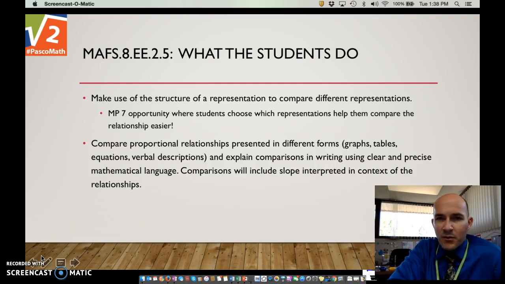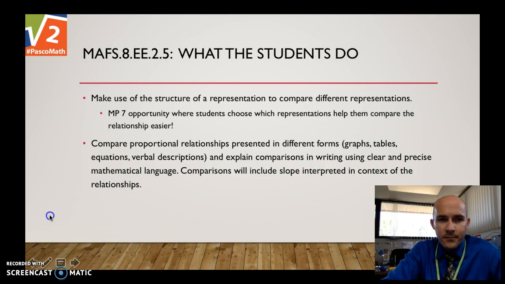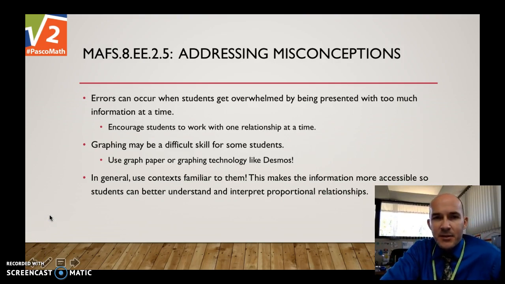We also want them to compare proportional relationships written in different forms, those graphs, tables, equations, verbal descriptions, and explain comparisons in writing using clear, precise math language. Those comparisons will include slope interpreted in the context of those relationships. So we're thinking of some misconceptions students might have. An error that might occur is students get overwhelmed when they're presented with a lot of information at once. And so if they do have a table and a graph, or a table and equation, a graph and equation, whatever, maybe you have them focus working with one relationship at a time and interpreting that relationship and pulling out the unit rate and things like that, and then move on to the other, then make the comparison.